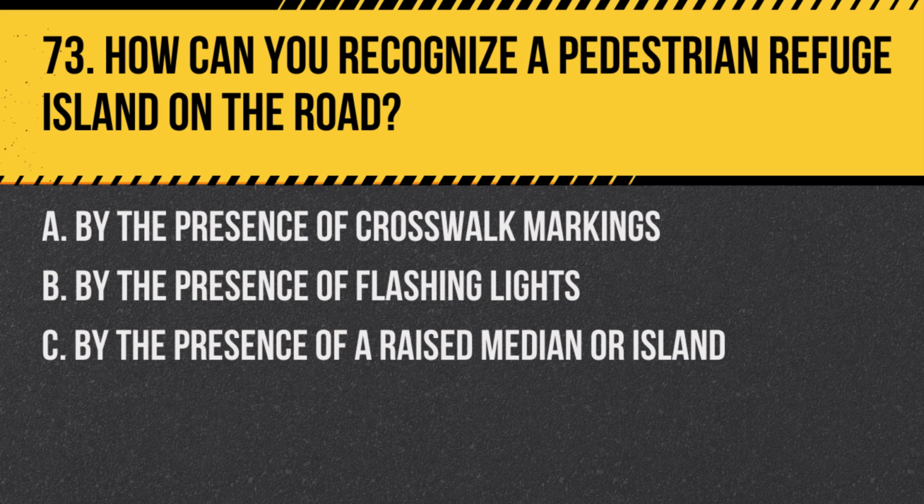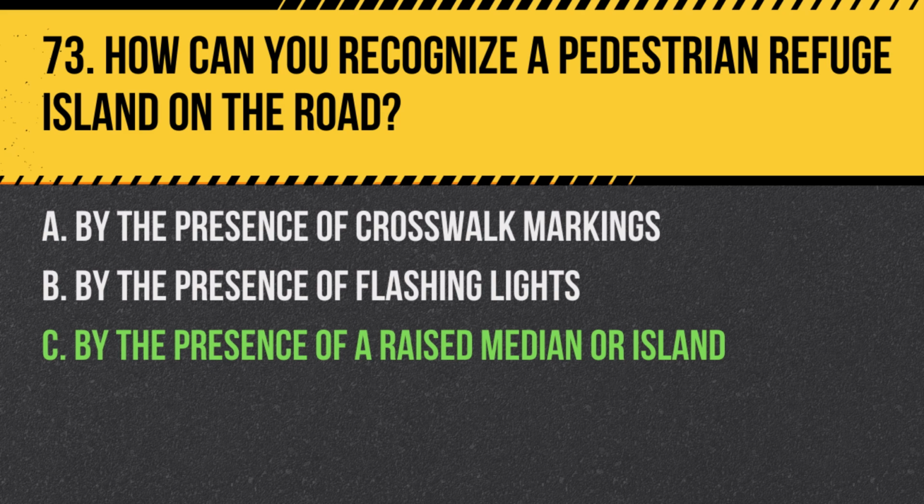Question 73. How can you recognize a pedestrian refuge island on the road? A. By the presence of crosswalk markings. B. By the presence of flashing lights. C. By the presence of a raised median or island. Answer: C. By the presence of a raised median or island.